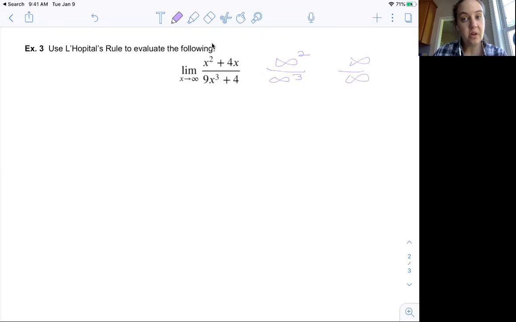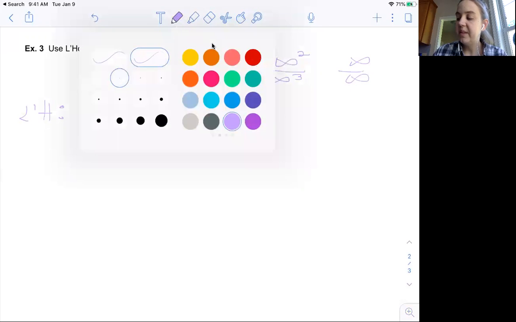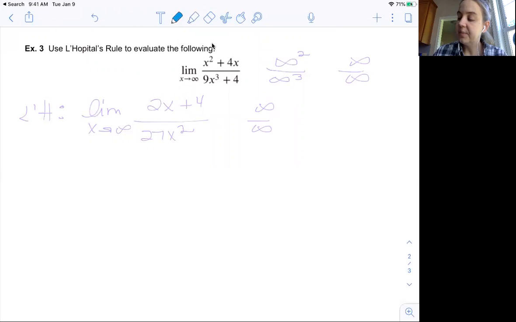So what happens with L'Hopital? L'Hopital says, hey, let's find the derivative. So the derivative of the numerator is going to be 2x plus 4. The derivative of the denominator is 27x squared. Now, if I put infinity in here, I still have infinity over infinity. I'm not there yet. So remember I said we could do L'Hopital more than once. So let's do it again.